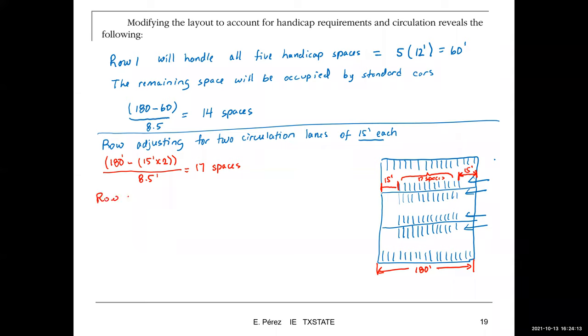Row 3 and 4 will yield the same number of spaces. So we're calling this 2, 3, and 4. This is for compact. So 2, 3, and 4 belong to our standard cars. We'll have the same number of cars in between. So row 3 and 4 will yield the same number of spaces.